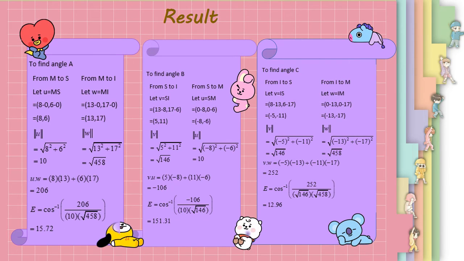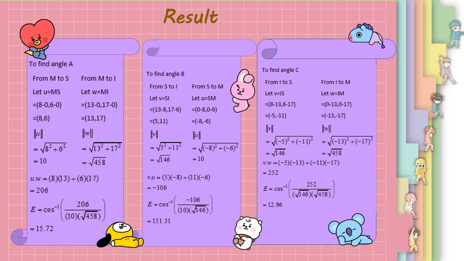First, let's find angle A. To find angle A, we will need to find the vectors first. As the ship started from Malaysia to Singapore, let u equal MS, where point S minus point M, resulting in the values of u equals 8 and 6.